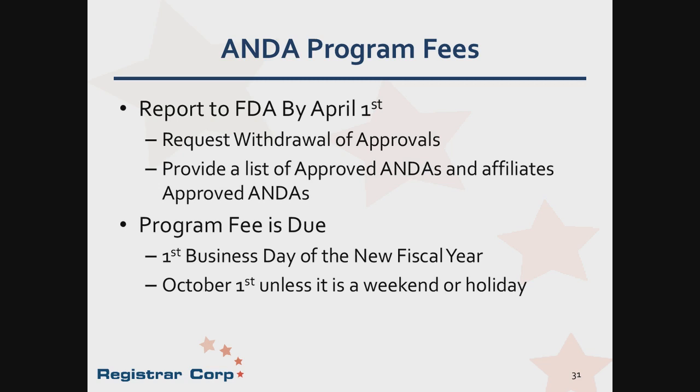By April 1st of each year, each person that owns an ANDA, or a designated affiliate of such person, shall submit to the agency, on behalf of that person and the affiliates of such person, a list of all approved ANDAs owned by such person. Basically, you just need to make sure the list is up to date with FDA by April 1st. For transfers of ownership, consolidations, and other changes to a company's portfolio, FDA will use the information effective as of October 1st to determine the program fees.